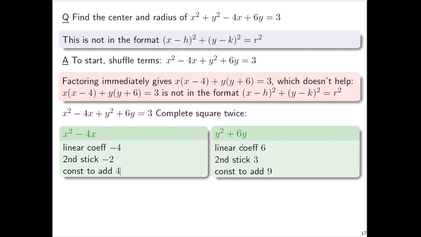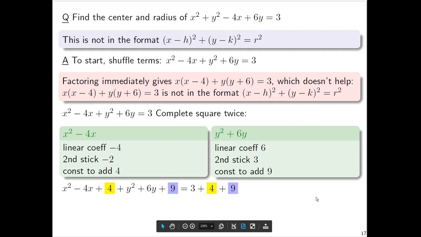In the y variable, the linear coefficient is 6. The second stick is 3. And when you square 3, you get 9. So 9 is a number we need to add to both sides. So guess what? We're going to add 4 to both sides, and we're going to add 9 to both sides. We'll do both of those things. So add 4 to both sides. I've shown that in yellow. Add 9 to both sides.